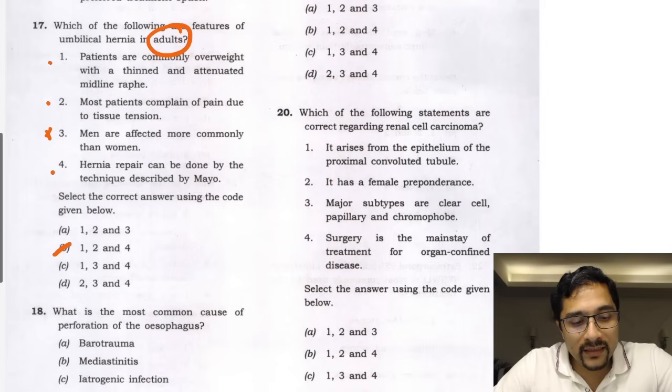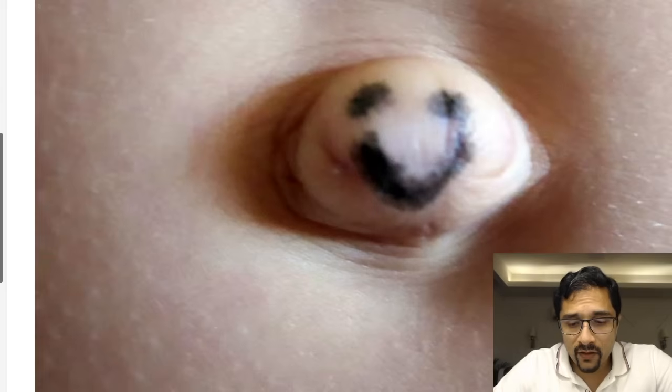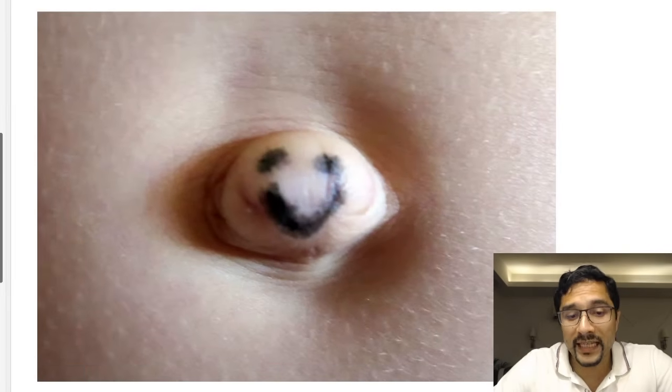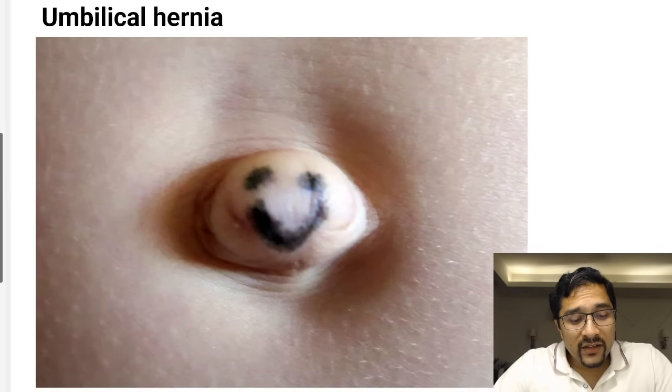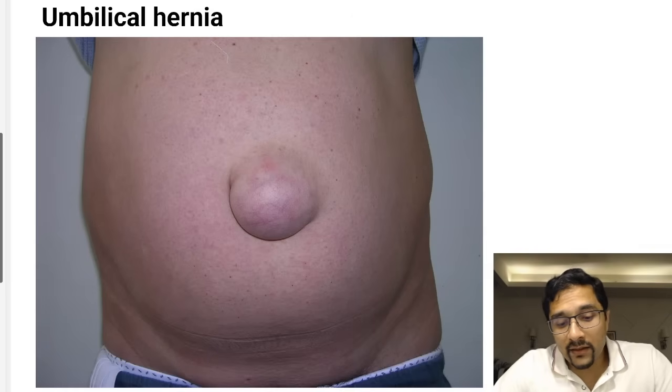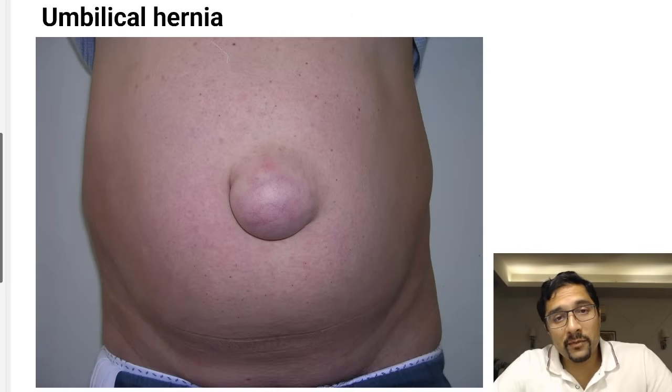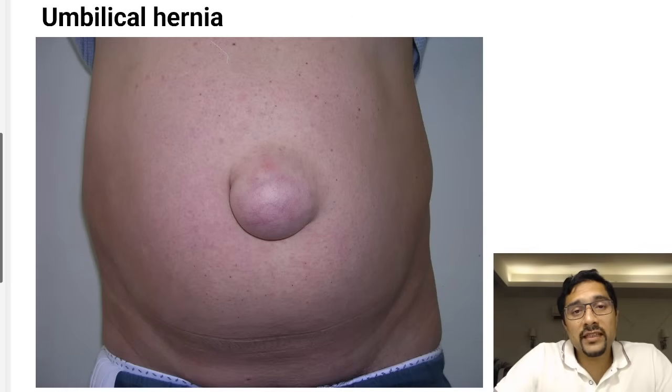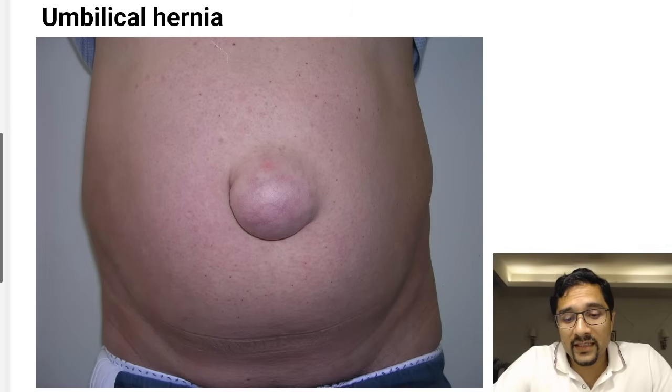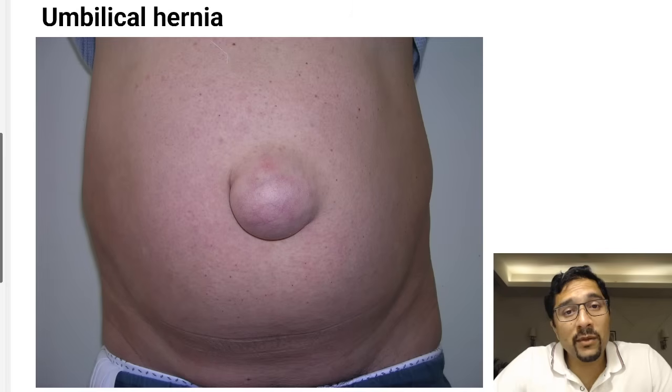And if we look at these hernias, we know this is an umbilical hernia, where you can see eversion of the umbilicus. This is another umbilical hernia where the umbilicus is completely everted. In fact, there was an FMG question asked recently in their exam where they had shown such a hernia and asked about the management.